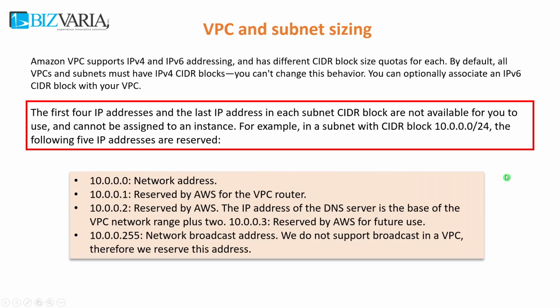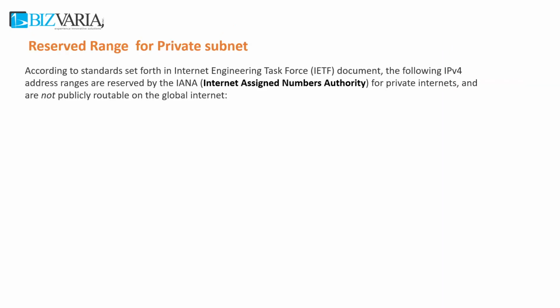So I have actually highlighted something here which is very relevant to your exam, and this is important for the exam. You have to remember the 5 IP addresses are not going to be used from your CIDR block. So you need to remember this. Then, reserved range for private subnet. This is another very important thing.